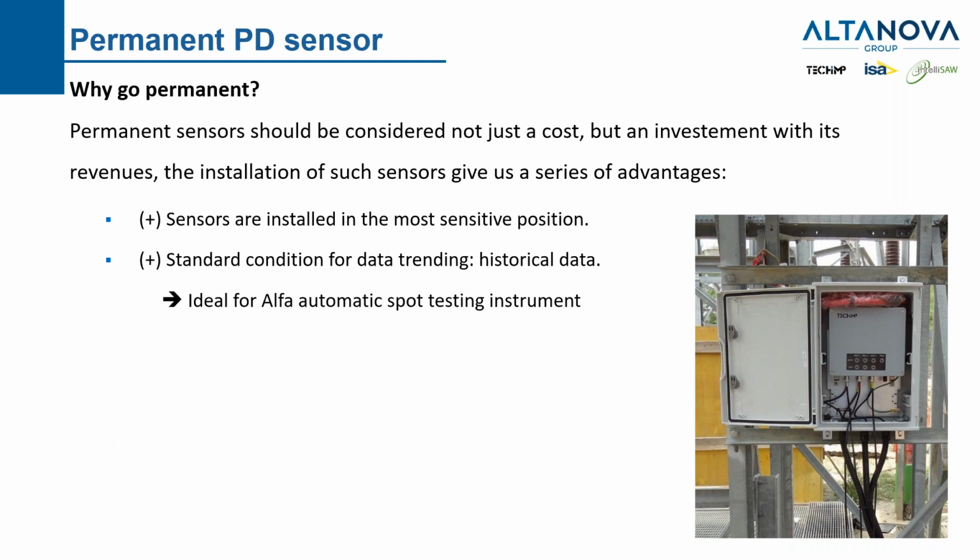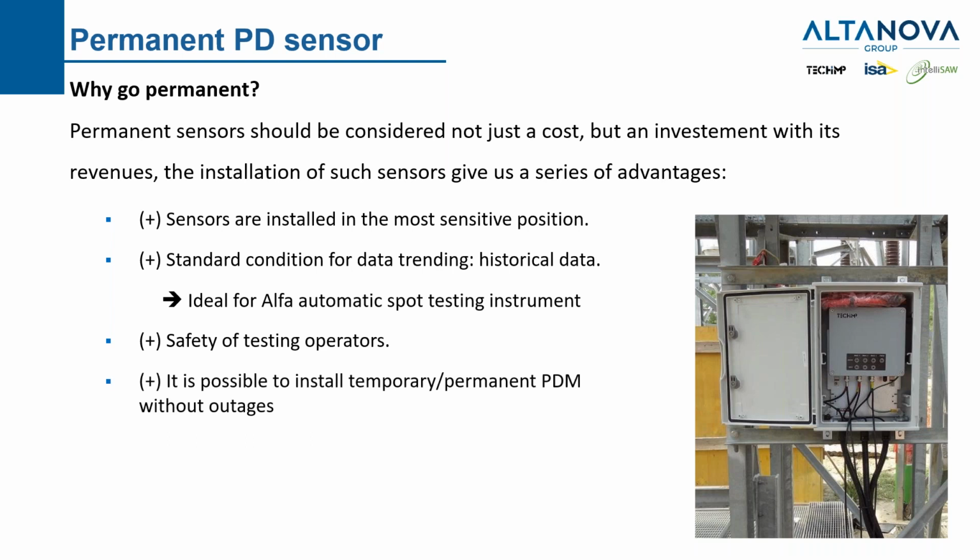It's also ideal for the Alpha automatic spot testing instrument. We will just compare the data to see if there is any change along the lifetime. It's also safer for the operators. Sometimes we have to decline some jobs because it's not safe enough to install the sensor where it should be installed. And it's important to consider that when we install this sensor at the beginning of the lifetime of the cable, we can have the best sensor in the best position, somewhere that maybe we cannot use in the future. We maybe cannot succeed in the future in the very same place.